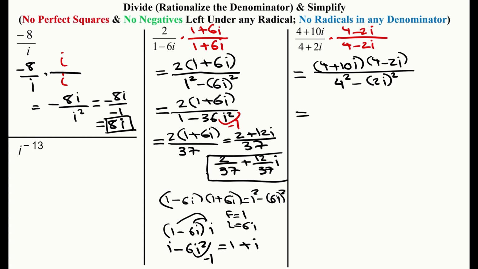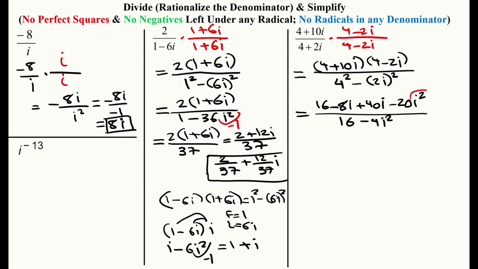On the top, you can go ahead and just do it horizontally, or you can use a table. Let's just do it horizontally this time. So we'll distribute the 4. So we get 16 minus 8i. Now we're going to distribute the 10i. So we get plus 40i. And then 10i times negative 2i will give us negative 20i squared. Downstairs we have 16 minus 4i squared.